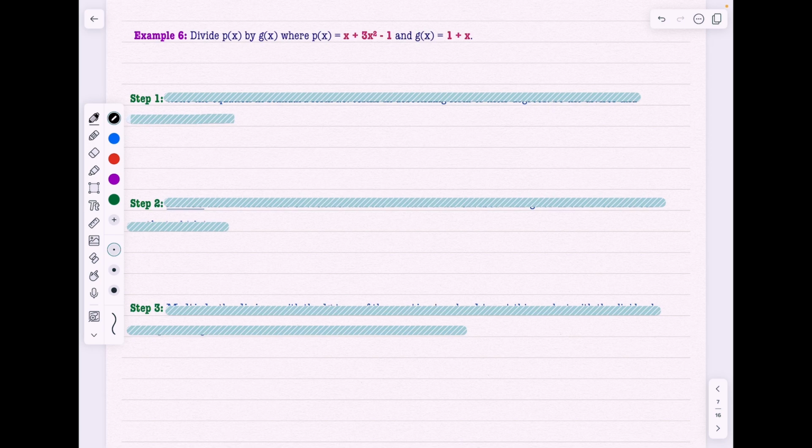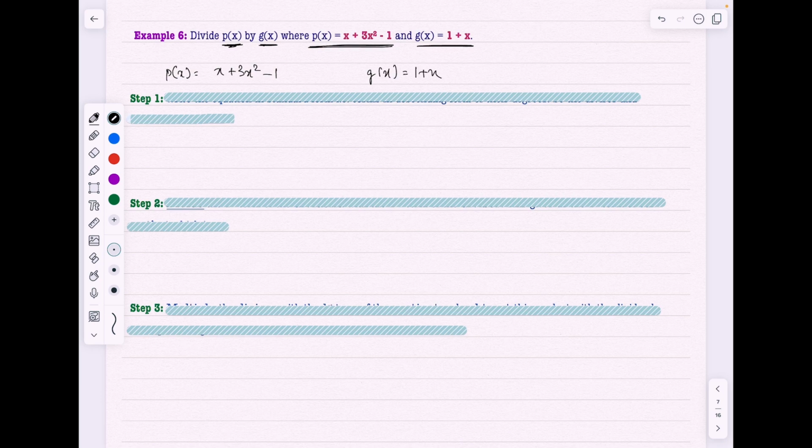So see, first it is given to divide px by gx, where px is this equation they have given and gx is this equation they have already given. Okay, px they have given as x plus 3x square minus 1 and gx they have given as 1 plus x.